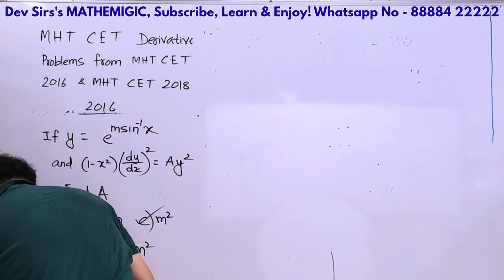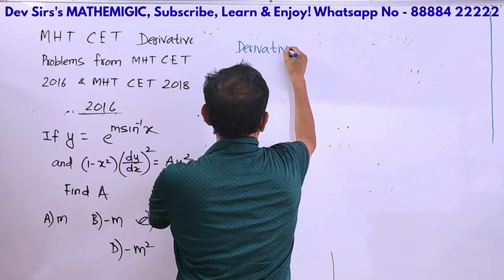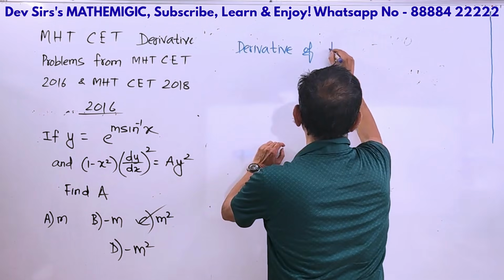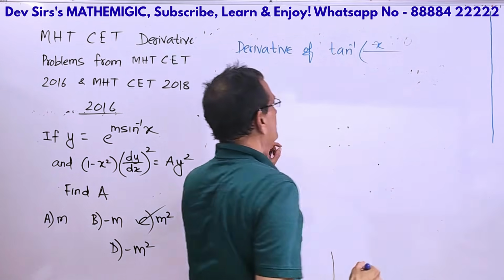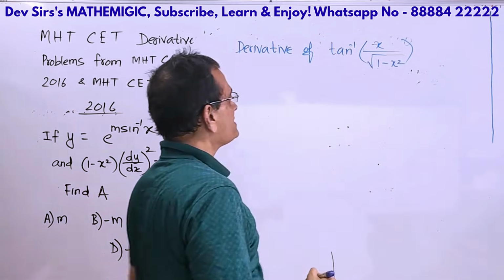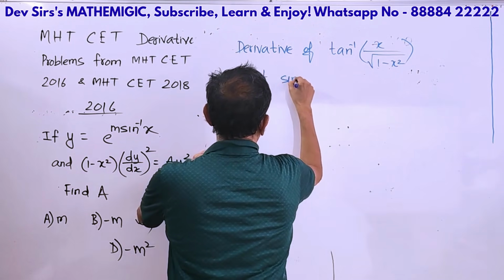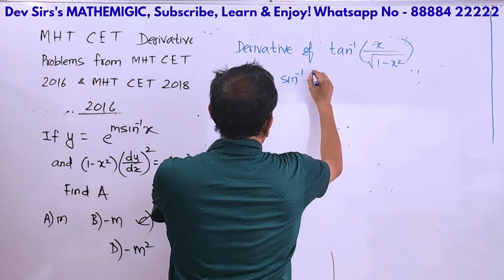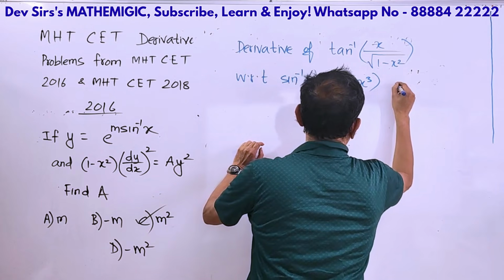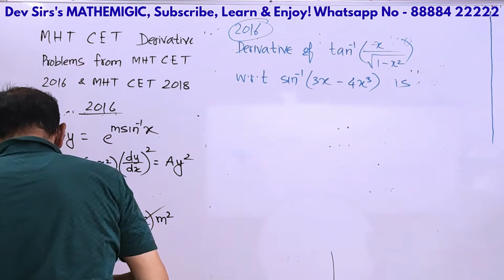Let's take the problem. Derivative of tan inverse x upon root of 1 minus x squared with respect to sine inverse of 3x minus 4x cube is... 2016. Four options are given.